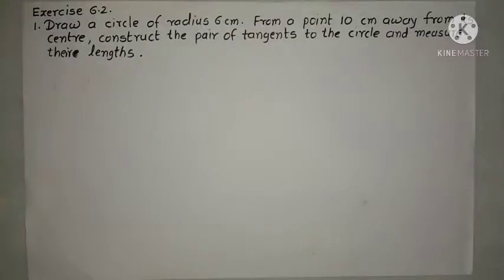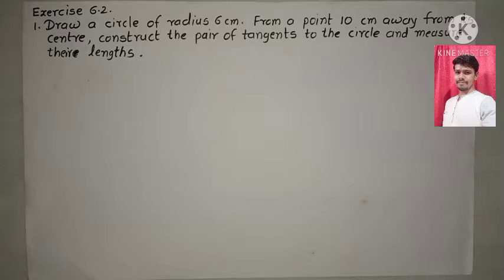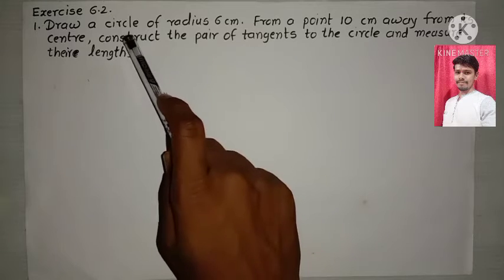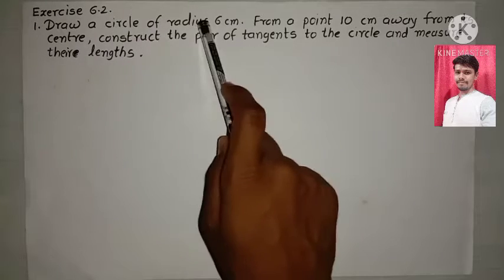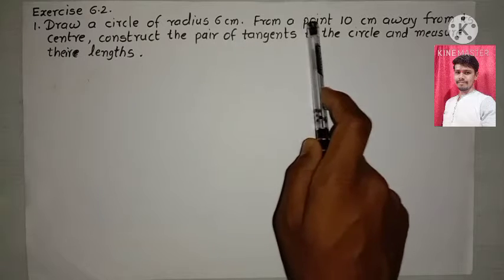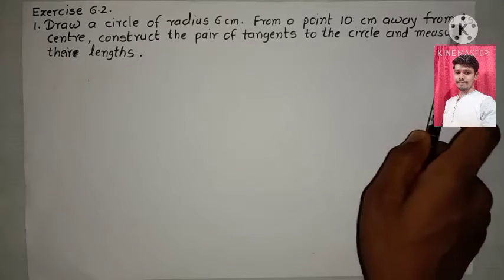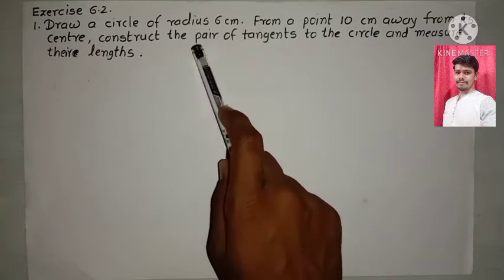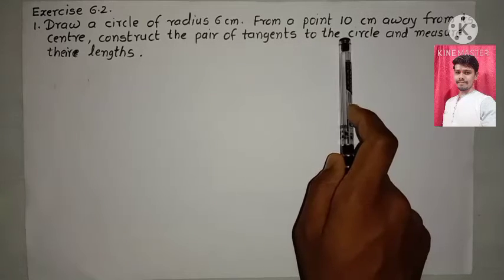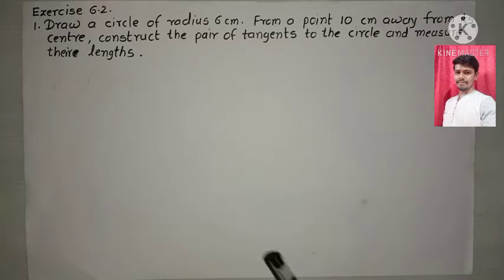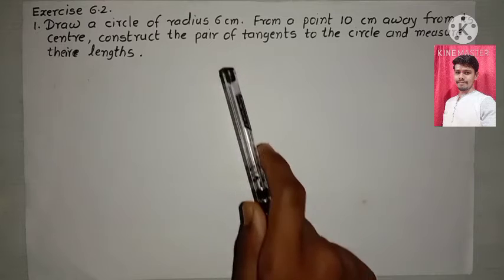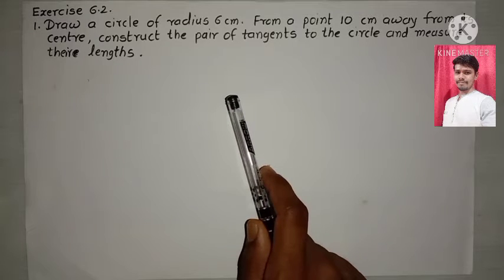Today we are discussing exercise 6.2, the first question, part C. Draw a circle of radius 6 cm and, from a point 10 cm away from its center, construct the pair of tangents to the circle and measure their lengths. Now, these questions require construction, so we will see them step by step.